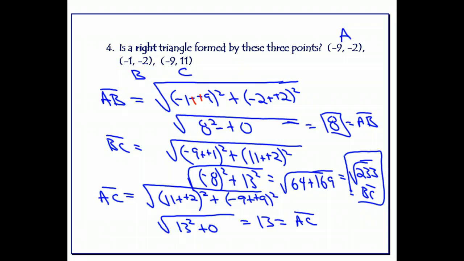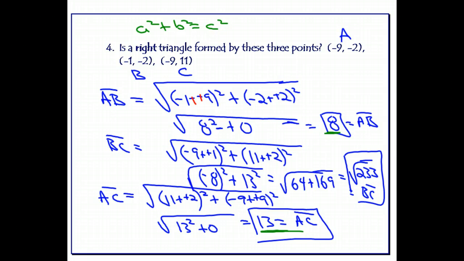Okay, which of these are the short two? Well, it turns out, if you look through this or pull out your calculator, the 13 and the 8 are the short two. So now let's just try the converse of the Pythagorean theorem. Is it true that a squared plus b squared equals c squared? Let's try it and see. What's a squared? 8 squared. What's b squared? 13 squared.